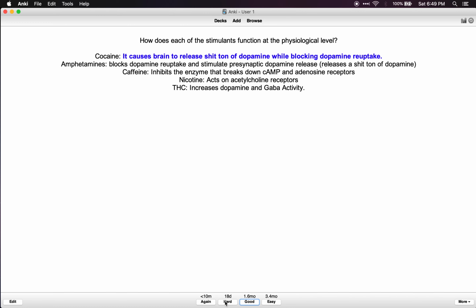Cocaine causes the brain to release a huge amount of dopamine while blocking dopamine reuptake. Kill two birds with one stone.